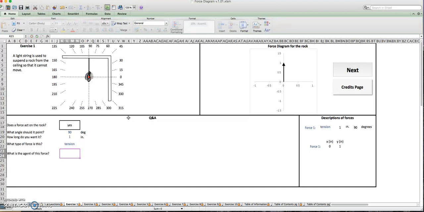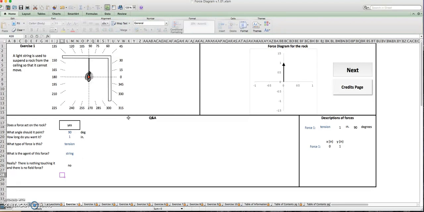And then it'll ask them, what's the agent of that tension force? They might not know what agent is, so they might have to come and ask you what that means. Or maybe you've done a little pre-teaching so they understand agent is the cause of the force, and hopefully they'll say string or the string. Does any other force act on the rock? Maybe they'll say no, that's it.